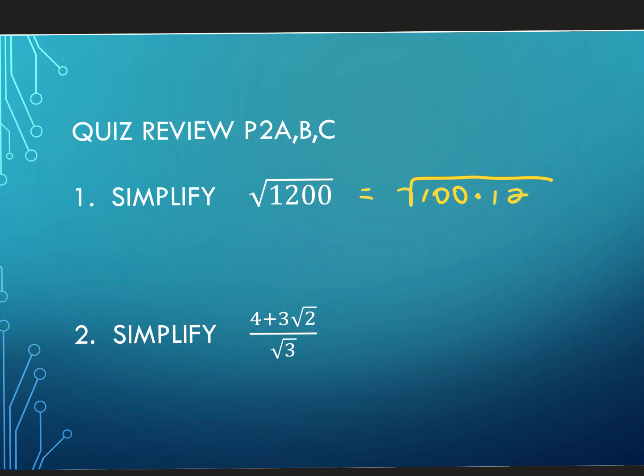100 times 12. Dylan? Why wouldn't you just do 400? Some people don't see that right off the bat. So yeah, you can do 400. But if I have 100, what is the square root of 100? 10. And then I'm left with 12 underneath.